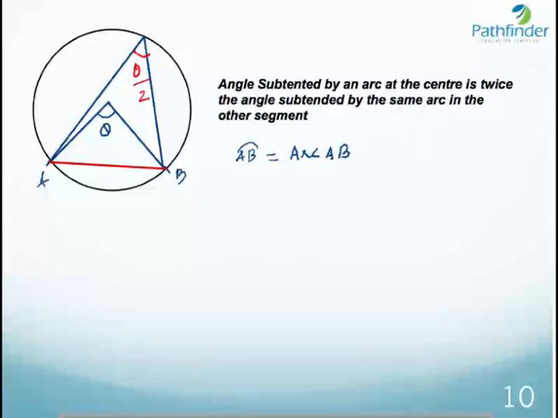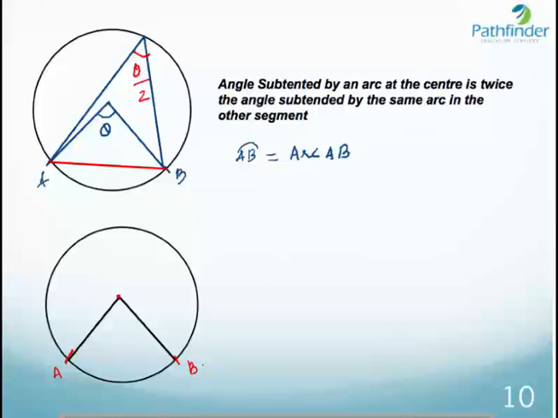Now suppose it were the other arc. Let me draw that for you. Say we consider this angle theta. This angle theta has been made by the major arc AB, this one. And because it is the major arc AB, it will subtend an angle theta by 2 in the minor segment. So this angle here is theta by 2.